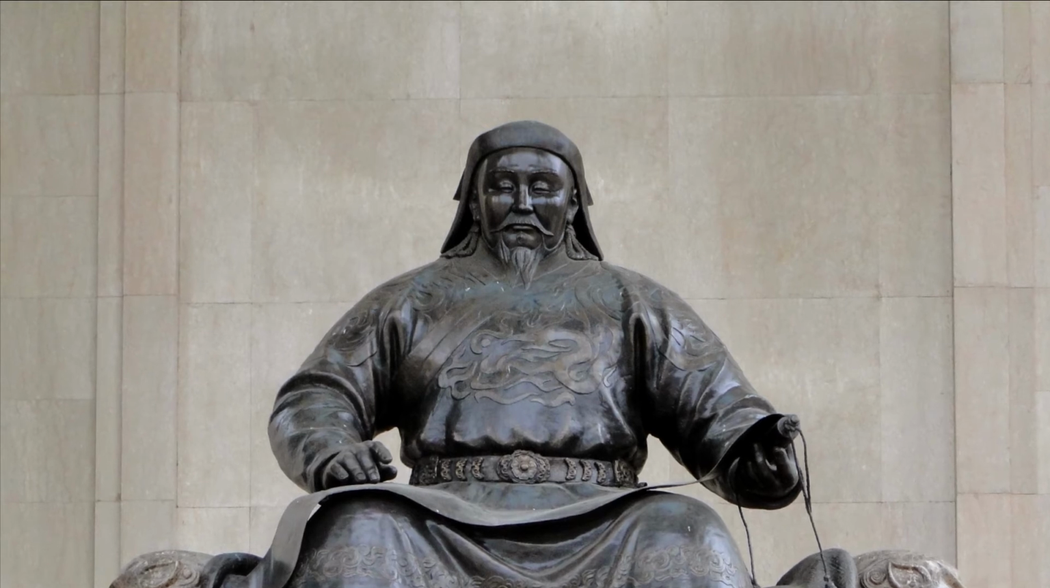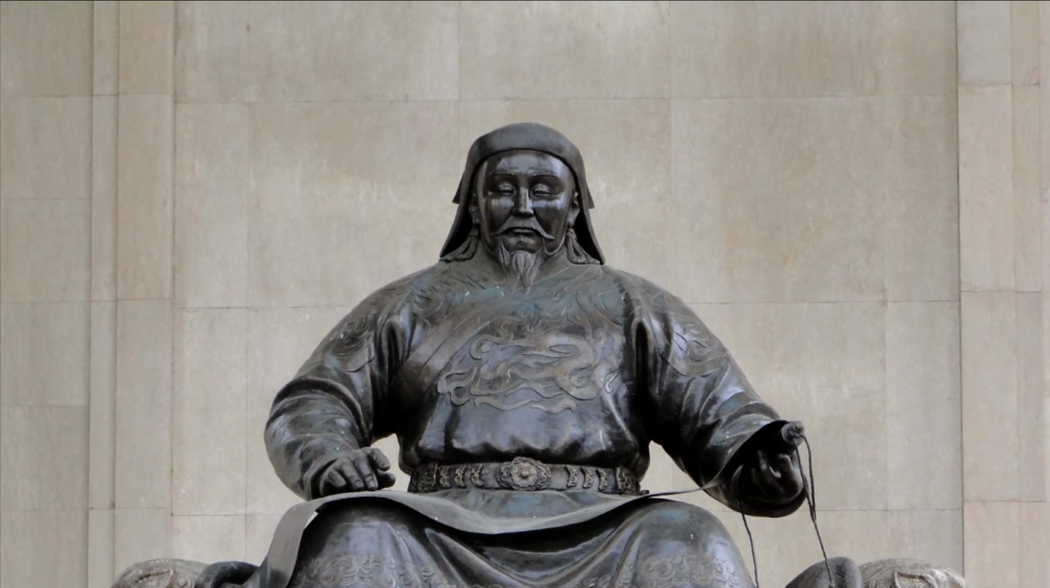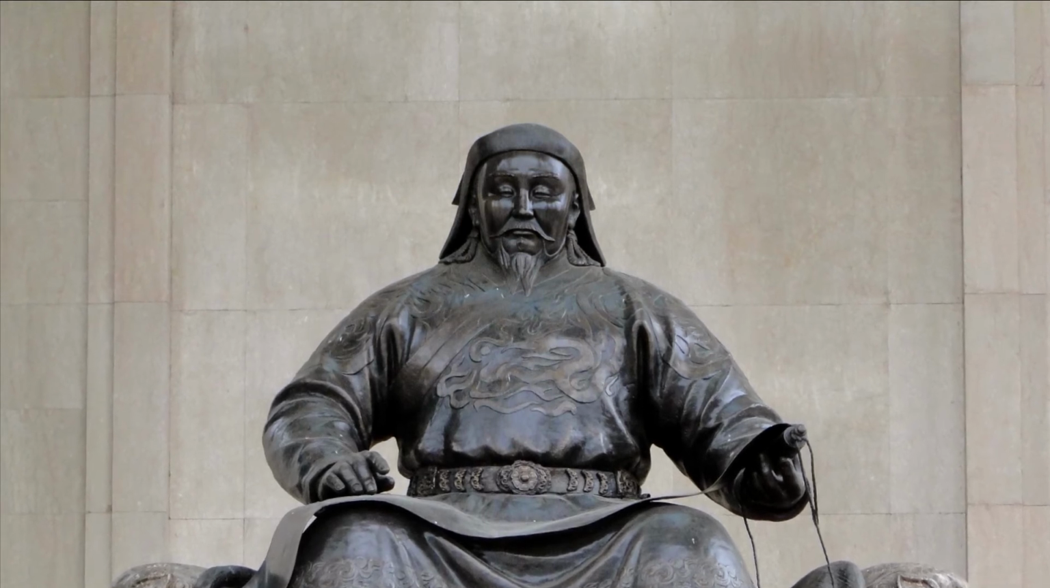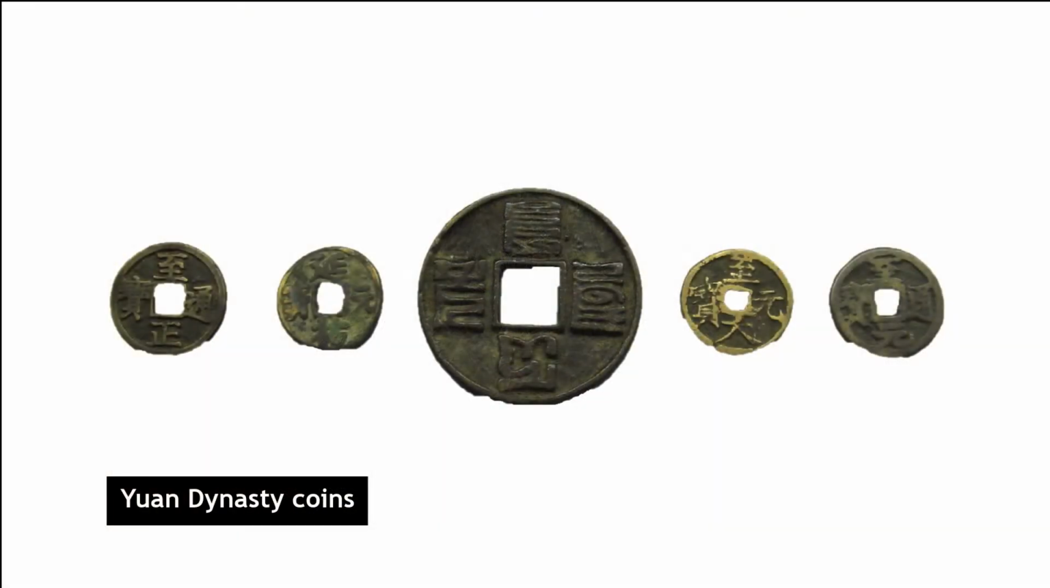Unlike previous Chinese issues of paper money, which mainly circulated only within specific regions and alongside base metal coins, Kublai wanted his money to replace base metal coins and to be accepted across his growing empire. He therefore banned the use of bronze coins in exchange.